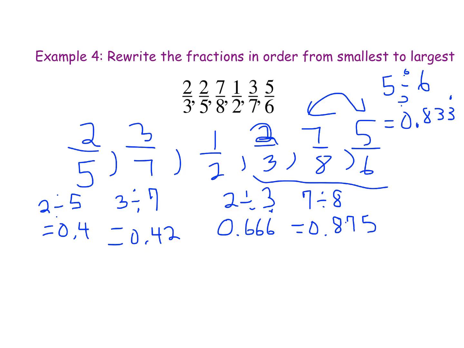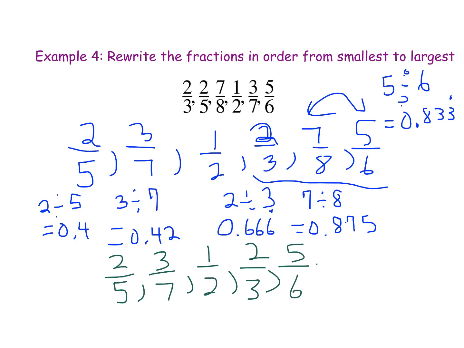So when we write out our fractions in final form from lowest to highest, we're going to have 2 over 5, 3 over 7, 1 over 2, 2 over 3, 5 over 6, 7 over 8. Now there's other ways we could have done that. We could have tried to find a common denominator and change them all to equivalent fractions so that we could compare them. But that's a lot of work. And mathematicians are not known for wanting to do lots and lots of work, so we're going to always try to find the easy way to do things whenever we can.